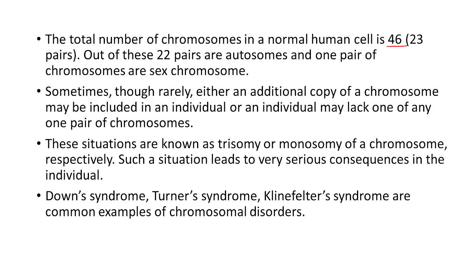Next, see here, the total number of chromosomes in a normal human cell is 46. That is 23 pairs. Out of these, 22 pairs are autosomes. That means they are related to what? The control of body characters, and the other two are the sex chromosomes, which are also called allosomes, right? Though rarely, either an addition of a copy of a chromosome may be included in an individual, or an individual may lack one of a pair of chromosomes. And such conditions we are going to see further here. So let us go through them one by one.